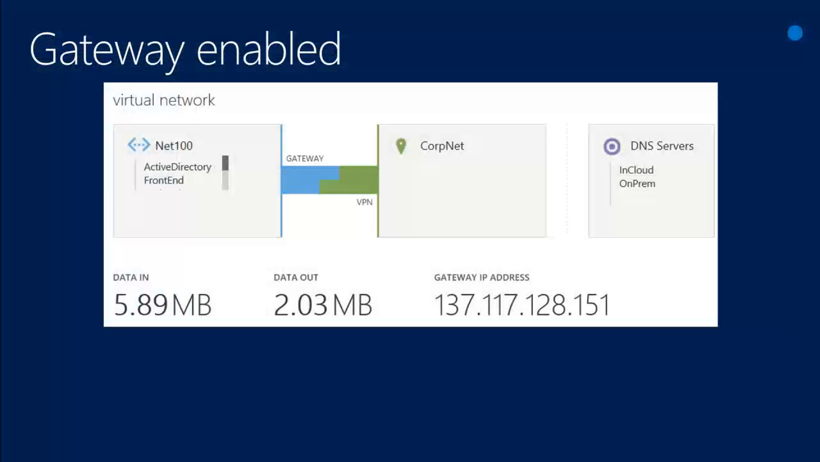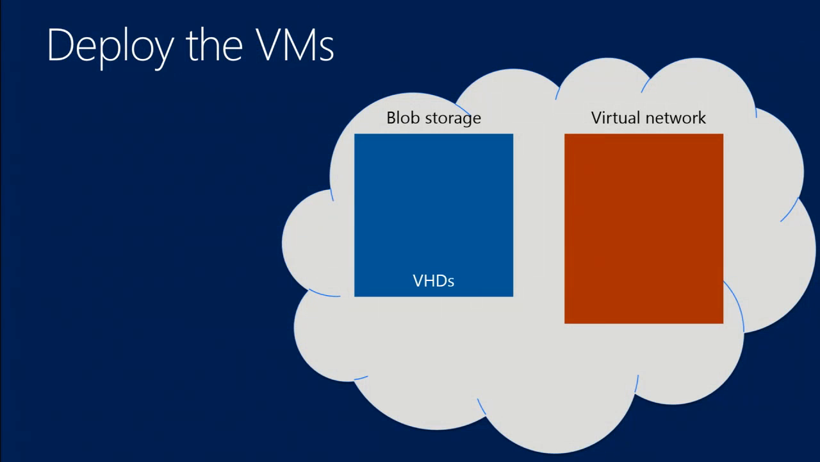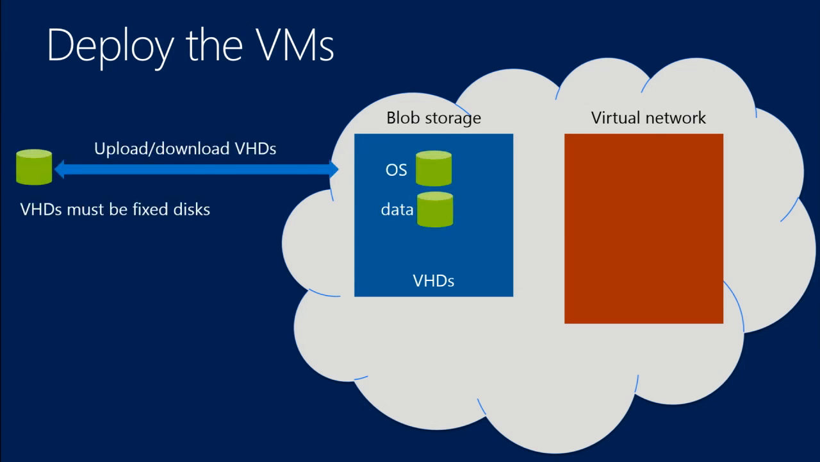Okay, so that's the gateway and the virtual network. Now, when it comes to deploying VMs, how do we actually get them up into the Azure cloud? What we can do is literally upload our Hyper-V images into blob storage, and having put them in blob storage, we can attach them to a virtual machine.